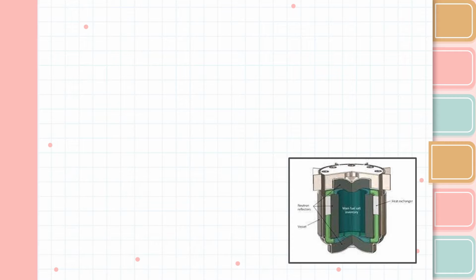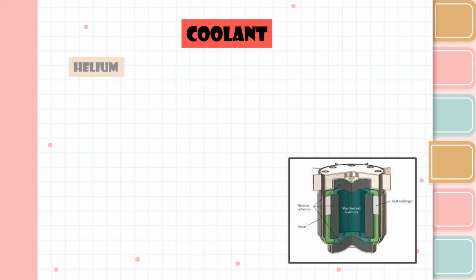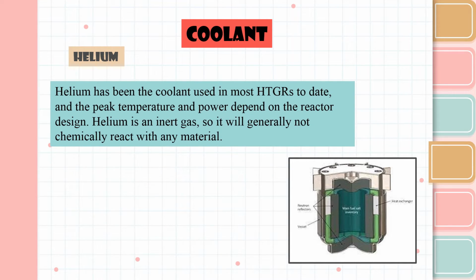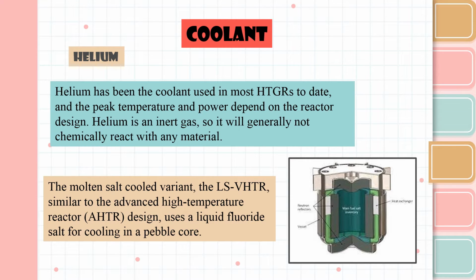Okay, the next element in nuclear reactor design is coolant. First, helium. Helium has been the coolant used in most HTGRs to date, and the peak temperature and power depend on the reactor design. Helium is an inert gas, so it will generally not chemically react with any material. After that, the molten salt. The molten salt cooled variant, the LS-BHTR, similar to the advanced high temperature reactor design, uses a liquid fluoride salt for cooling in a pebble core.